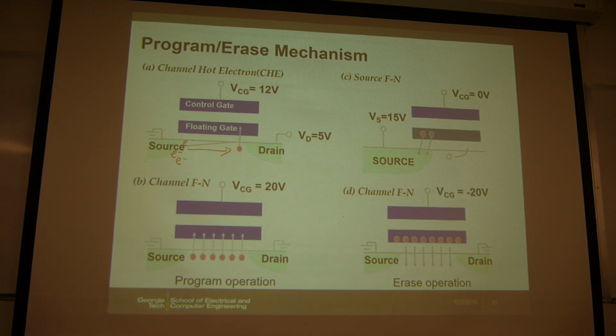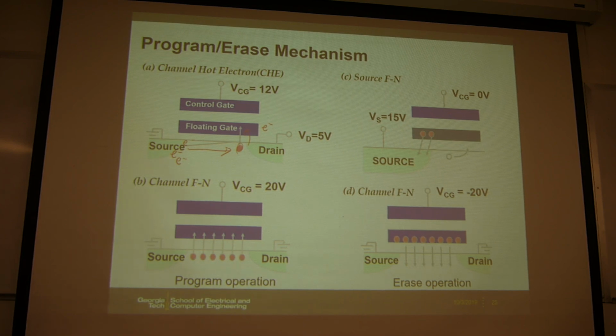And since the drain voltage of 5 volts is kind of large, the electrons will be accelerated and get enough kinetic energy. So when the electron is approaching the drain, the electrons will become faster and faster. That means higher and higher kinetic energy. If the electron has enough energy, it may jump over the barrier between the floating gate and the channel, that is the oxide barrier. So electrons may have enough kinetic energy to jump over this barrier and then inject into the floating gate.